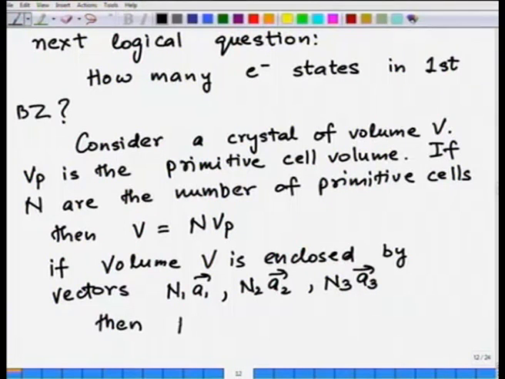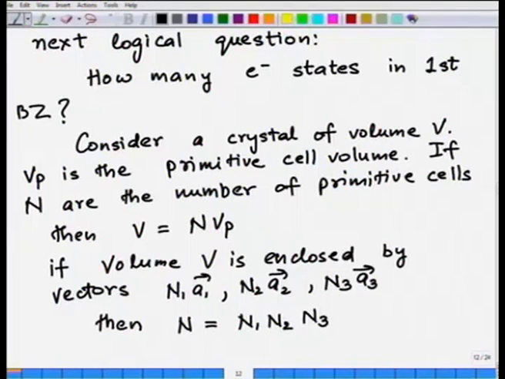If that is so, then clearly n is equal to n1 multiplied by n2 times n3. How many primitive cells are there? If I took n1 steps in this direction, n2 steps in this direction and n3 steps in this direction, then the total number of primitive cells defined by a1, a2, a3 will be n1 into n2 into n3. I have said n is the total number of primitive cells in volume V. Therefore, this n must be equal to n1, n2 and n3.